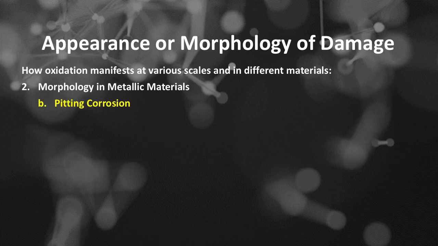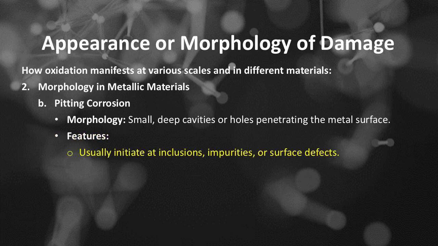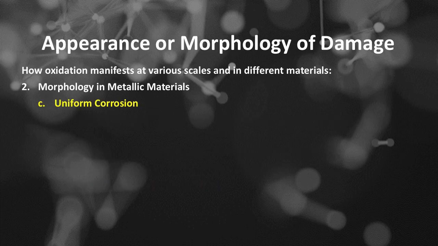Number B of morphology in metallic materials is pitting corrosion. Pitting corrosion morphology: small, deep cavities or holes penetrating the metal surface. Pitting corrosion features include: usually initiating at inclusions, impurities, or surface defects, characterized by sharp or rounded cavity edges, often asymmetric and localized. Number C of morphology in metallic materials is uniform corrosion.